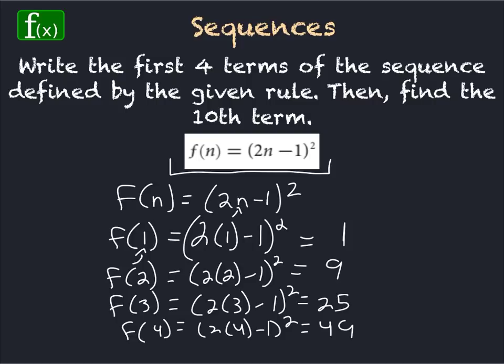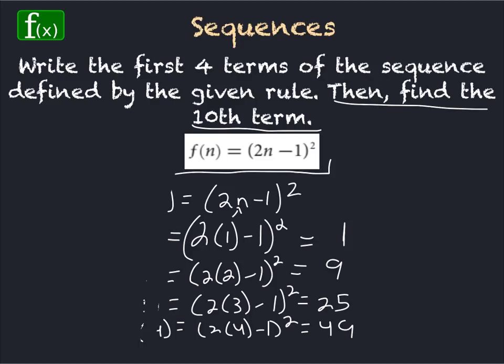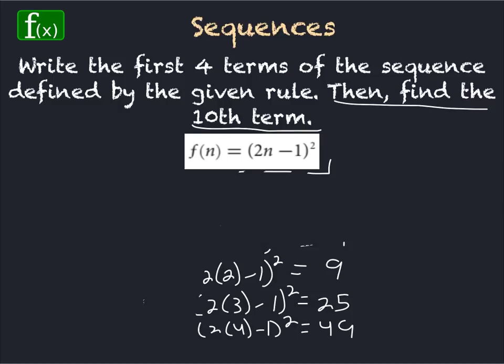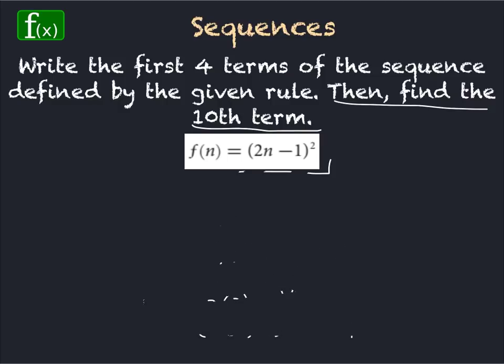Well, let's take a look at the second part of this problem. It says, then find the 10th term. Okay? The 10th term. Do we need to keep finding the 5th, 6th, 7th, 8th, 9th term to find the 10th term? Not with explicit. With explicit, you could just look at this as an equation, which is a lot different from our recursive rule, which we're going to talk about in a moment.